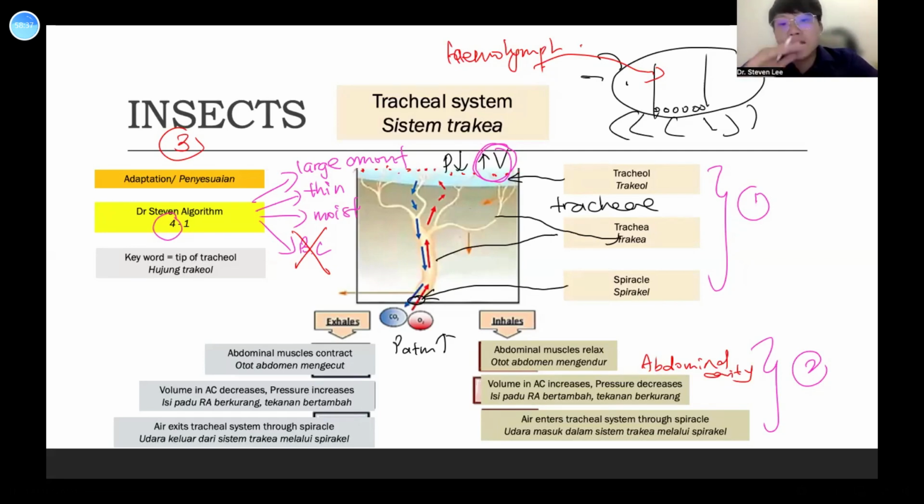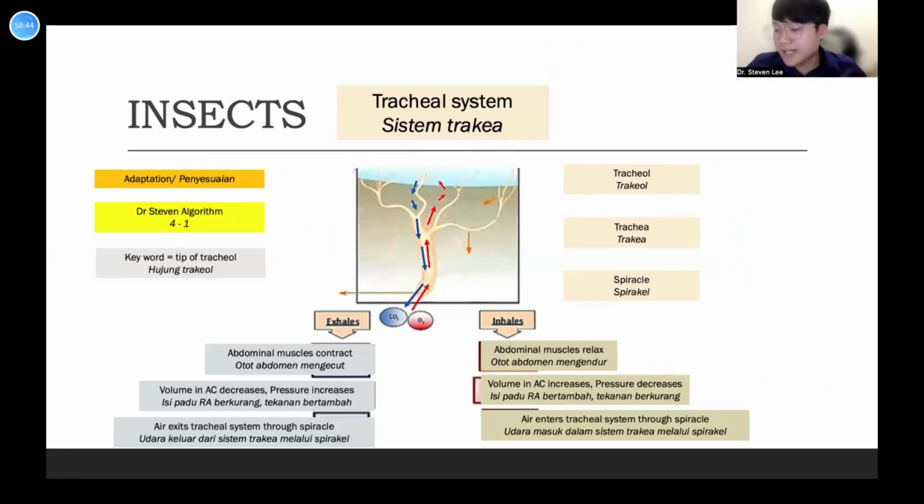Nutrients are also transported through hemolymph. So hemolymph only does chemical exchange. They only exchange waste products and nutrients. They don't do gaseous exchange in hemolymph. Okay, I'll go on to the next animal.